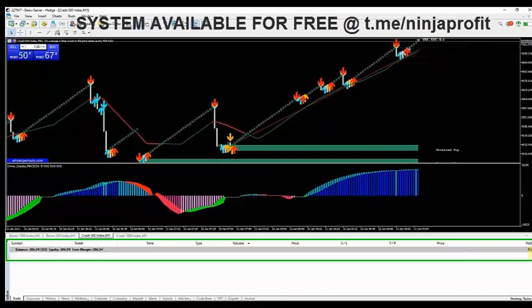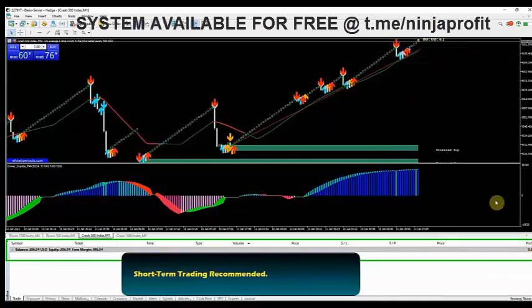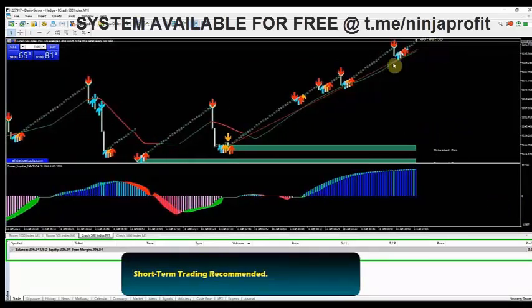Using big lots instead of long-term trades will help a lot in maximizing your profits within a short time. It also minimizes your chances of getting a loss.